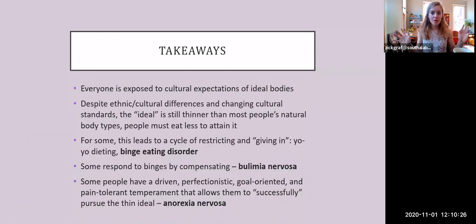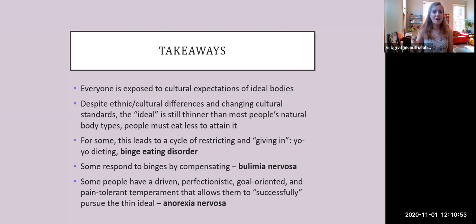Okay, so some takeaways from this society, culture, fat stigma. Everyone is exposed to cultural expectations of what an ideal body looks like, both men and women, people of every race. Despite there being ethnic and cultural differences, as well as changing cultural standards of what we consider beautiful in women and men, the ideal body type for both women and men is still thinner than most people's natural body type, and people have to diet in order to attain it.